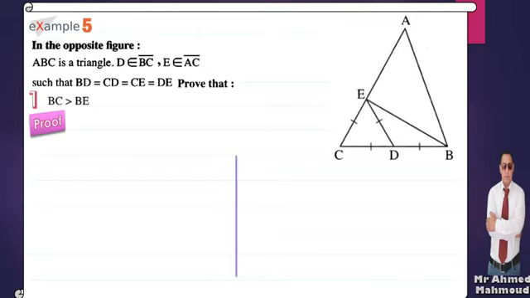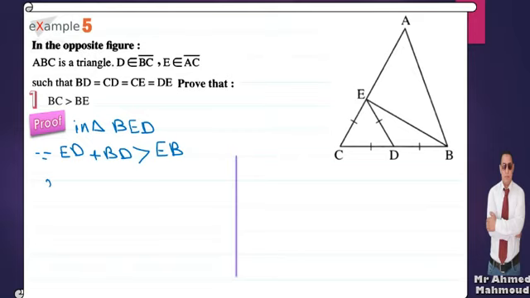First, in triangle BED, since ED plus BD greater than EB. Okay, and since BD equal to ED equal to CD.